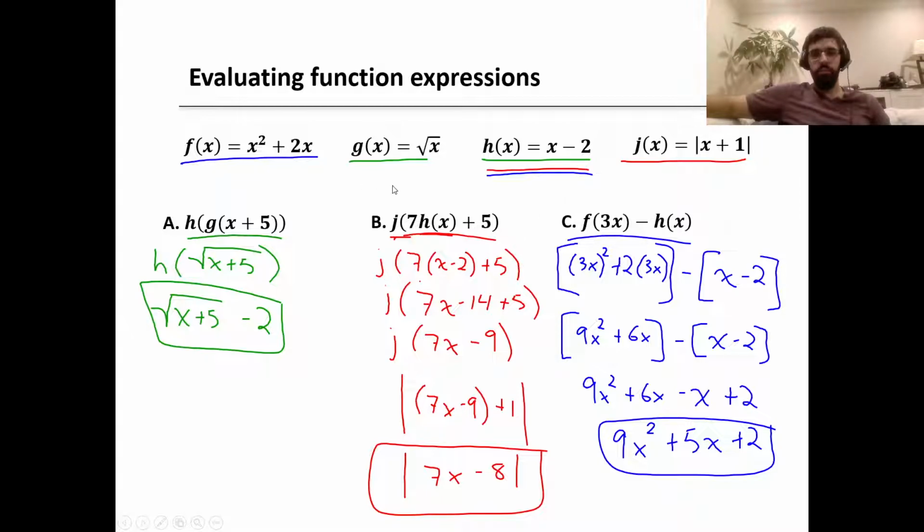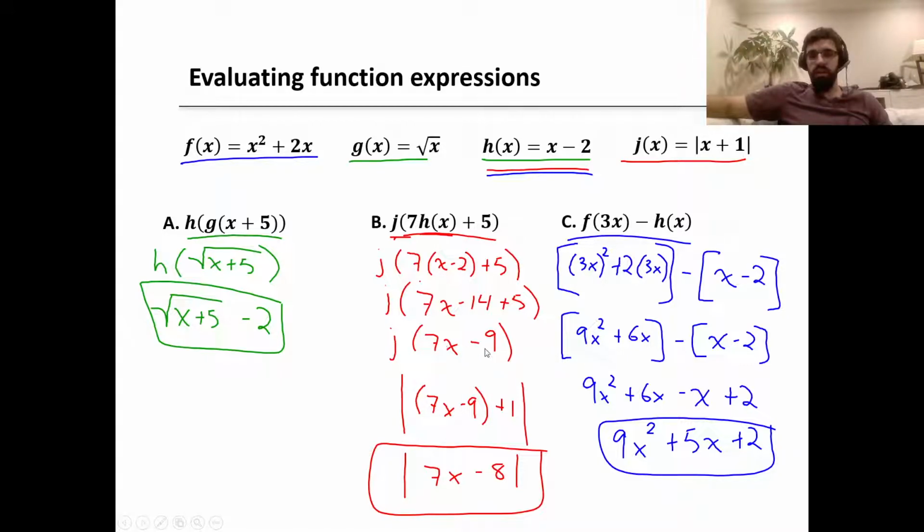Our second example, B, is j of 7 times h of x plus 5. So h of x, the output, is going to be multiplied by 7 and then added to 5. And all of that is going to be the input for j of x. First we'll substitute h of x out for x minus 2. Then we have this expression as our input for j. We'll simplify that a bit. 7 times x minus 2 is 7x minus 14. If we add 5 to that, we collect like terms and get 7x minus 9. And 7x minus 9 is going to be our simplified input for j of x.